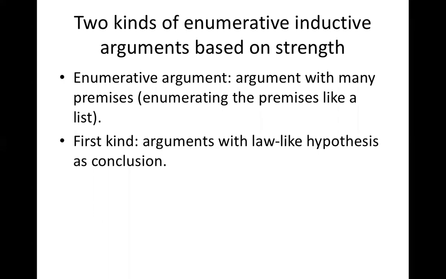So two kinds of inductive arguments, or two kinds of enumerative inductive arguments. Now, an enumerative argument is an argument with many premises. So it's like enumerating the premises like a list. The first kind of inductive argument are arguments with law-like hypothesis as conclusion. And the second kind are those with statistical hypothesis as conclusion. So let's look at the arguments with law-like hypothesis as conclusion.